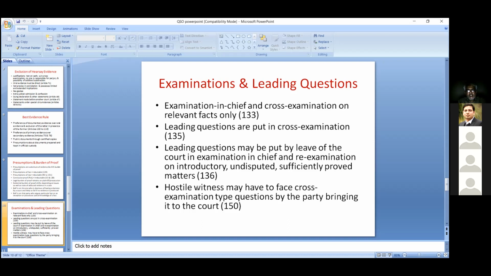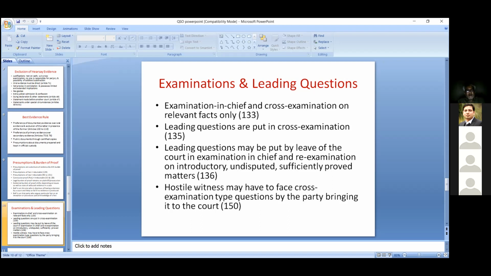In examination in chief and re-examination, leading question is not allowed. Leading question is the question which suggests its answer. So the question in which the answer is already implied or hidden is termed as leading question, because these parties have to examine the witness on the basis of his memory, on the basis of his retention of evidence. And if they suggest something to the witness, that would be termed as leading question. But so far as the opposite party is concerned, that party is at liberty to ask leading questions. And this is what is mentioned in Article 135.